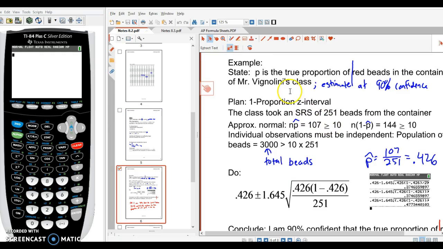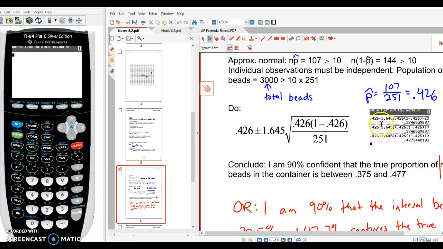So we had the proportion of red beads from Mr. Vigolini's class, and we want to estimate at 90% confidence what the proportion of red beads is in that giant bin. So we have the conditions that we've already checked. There were 107 out of 251 beads that were red, which is about 42.6%. So 0.426 gets replaced for the p-hat value, plus or minus the z-star for 90% confidence of 1.645, times the square root of p-hat times 1 minus p-hat, all over the sample size.